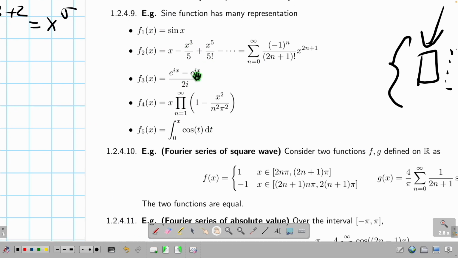But then, can you do the same thing here? No, you can't. So how do you prove these two are the same? You have to use another technique. For example, how do you prove f1 and f2 are the same? You use differentiation.